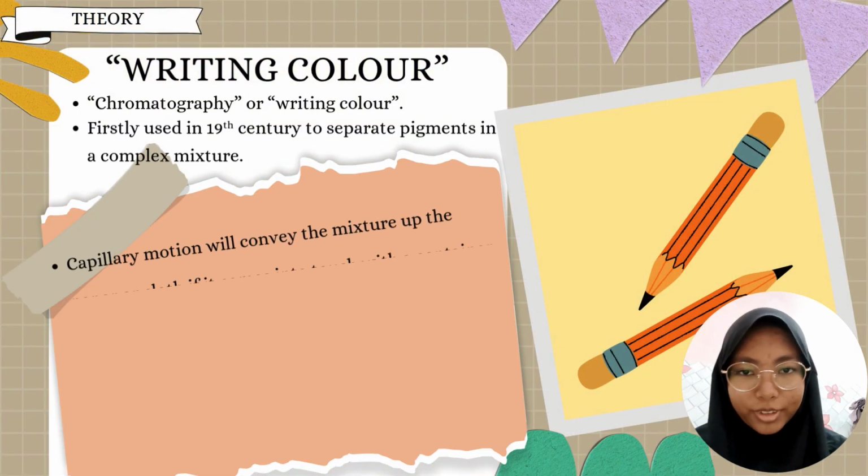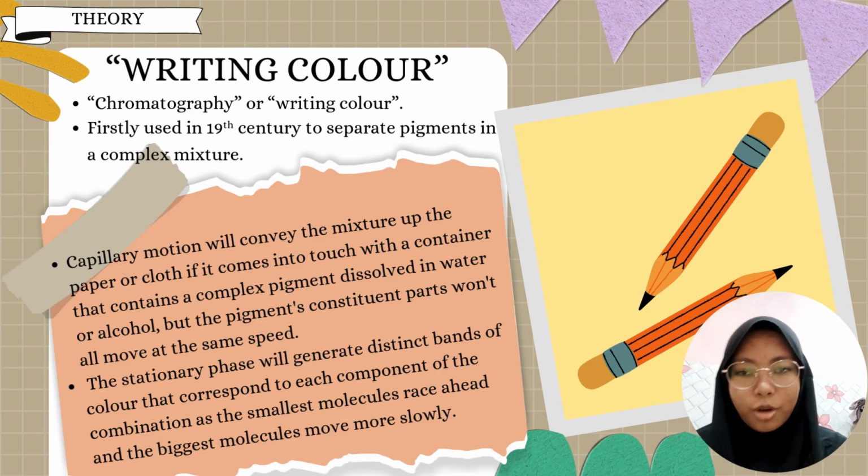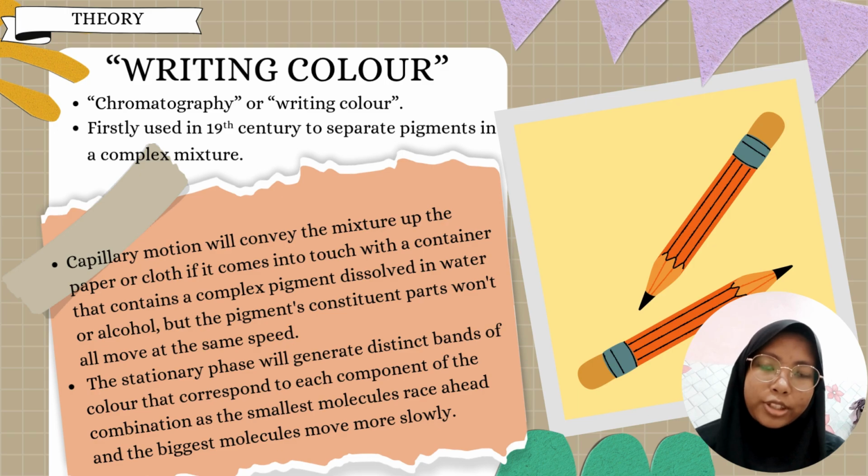First things first, it was first used in the 19th century to separate pigments in a complex mixture. For example, if you use green dye in a chromatography experiment, your end result might be blue and yellow. You will see the blue and yellow dyes separated.